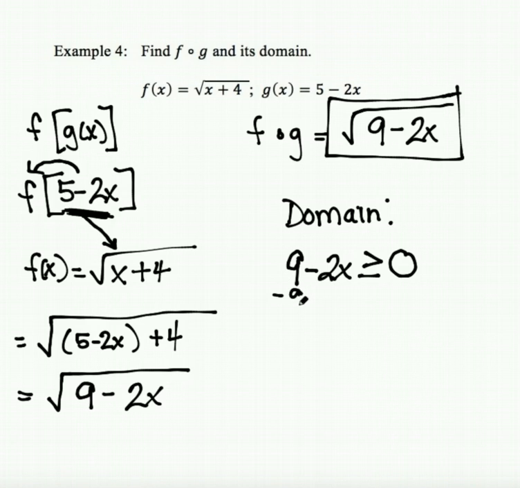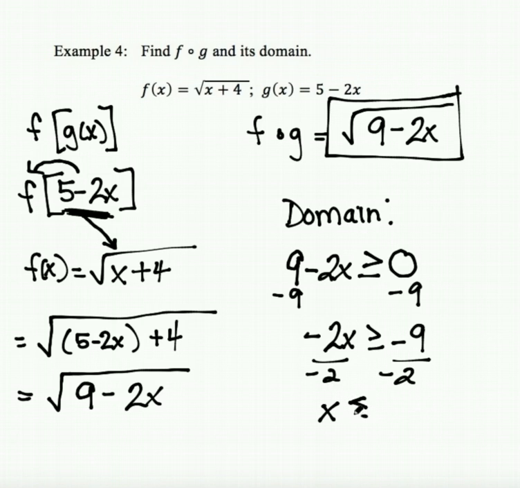So I'm going to subtract 9 from both sides. That leaves me with negative 2x is greater than or equal to negative 9. Then I'm going to divide both sides by negative 2. And that's going to leave me with x. I divided by a negative, so now it's going to become is less than or equal to negative 9 over negative 2, which is a positive 9/2. Okay, so that's the restriction from my new composite function.